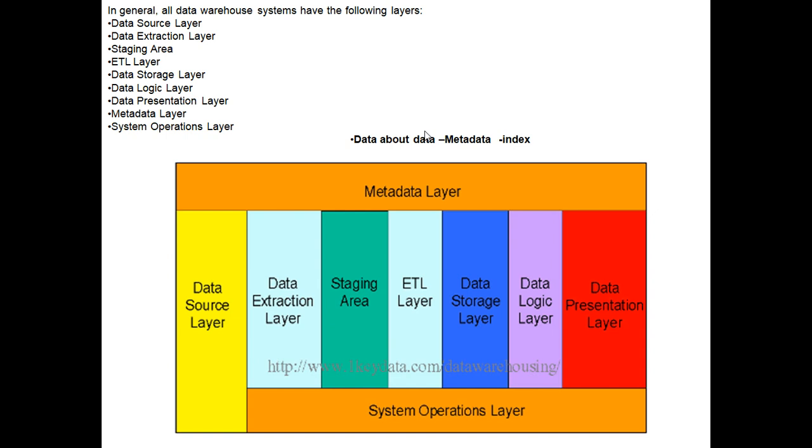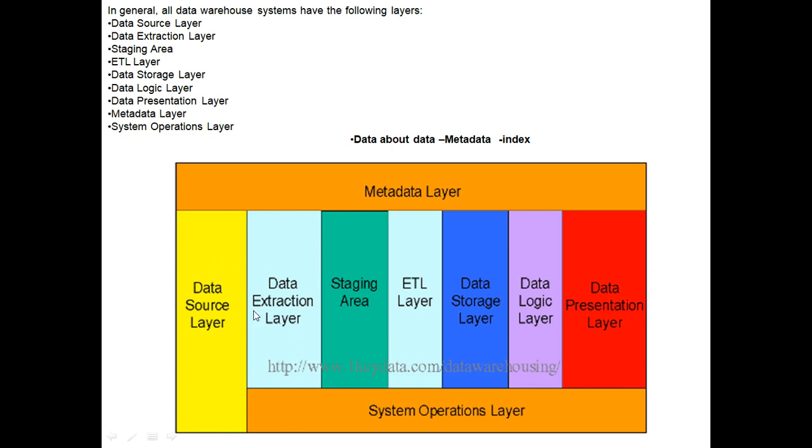Okay, so let's talk about the architecture. This is the exact architecture. What are the different layers that make up the data warehouse? In general you have 7 layers, okay, and totally 9 layers. So you see this overlapping, right? This means that this is able to access this layer.